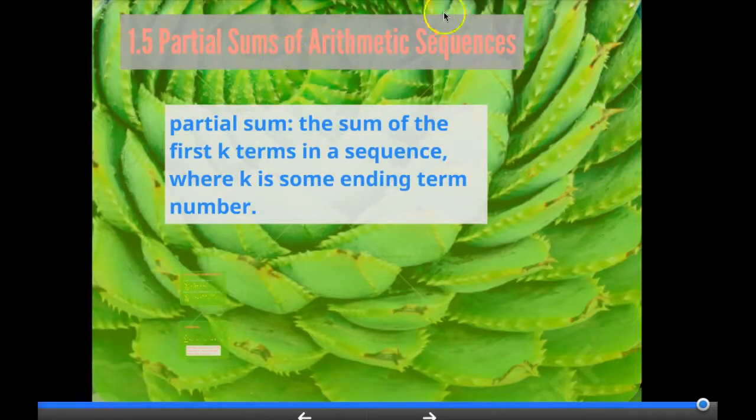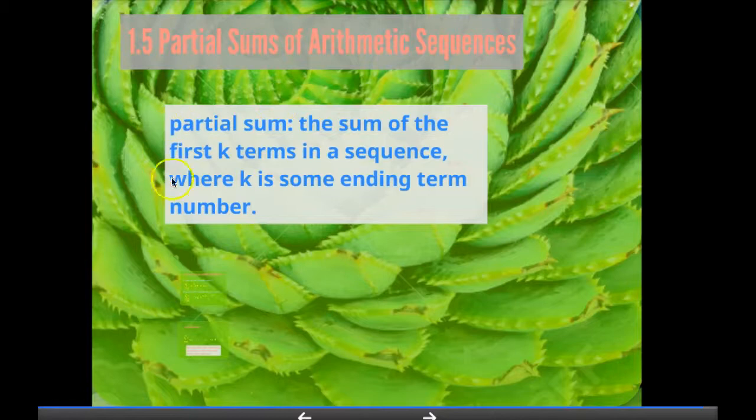And so I want to just emphasize that this is only for one type of sequence, only the kind where we're adding or subtracting to get from term to term. This will not work for geometric sequences. So make sure that you explicitly say or distinguish this from the next lesson where we'll talk about geometric sequences.